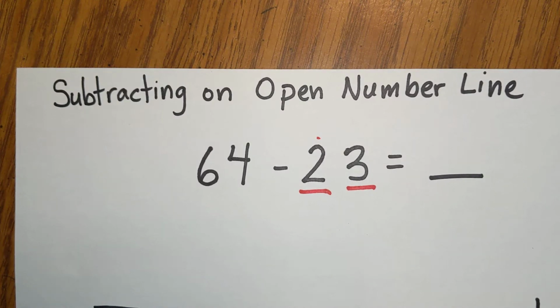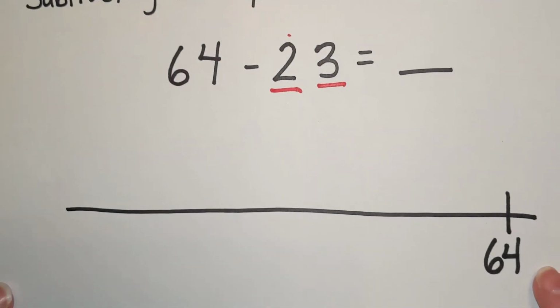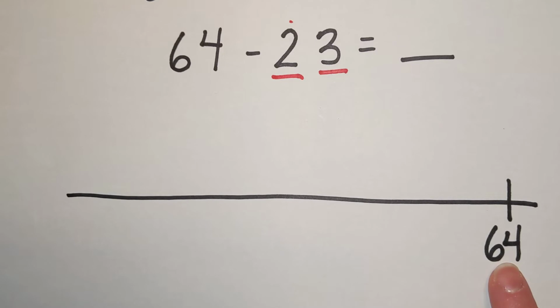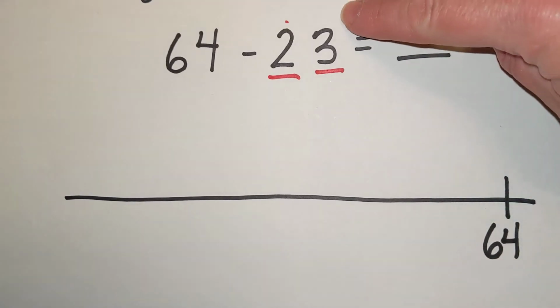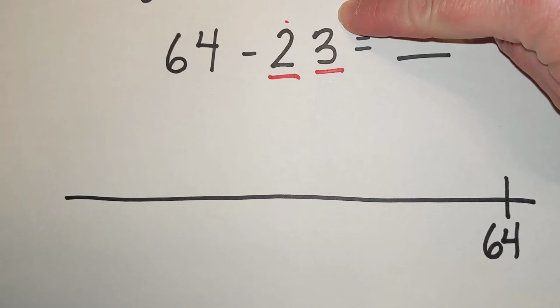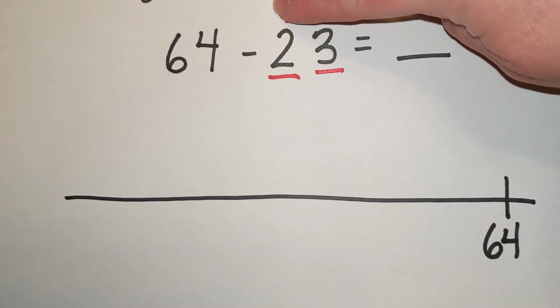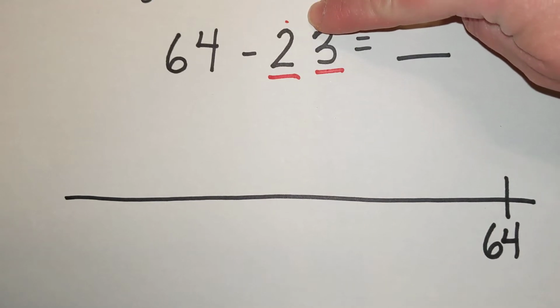Hello, boys and girls. Today we're going to be talking about subtracting on an open number line. If I'm looking at this problem, 64 take away 23, I'm going to look at the bigger number, which is 64, and I'm going to draw an open number line, with the biggest number all the way over on the right. Then I'm going to look at the smaller number, 23, and I'm going to break it into my two tens and three ones.